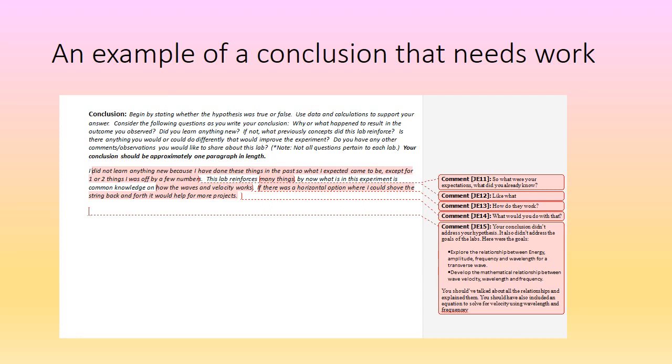Another goal was to develop a mathematical relationship, which just means an equation, between wave velocity, wavelength, and frequency. And so I told him you should have talked about all the relationships and explained them. You should have also included an equation to solve for velocity using wavelength and frequency. Disregard my little typo right there. But you can see there's my little red squiggly line. I should have gone back in that and fixed that before I sent it off.